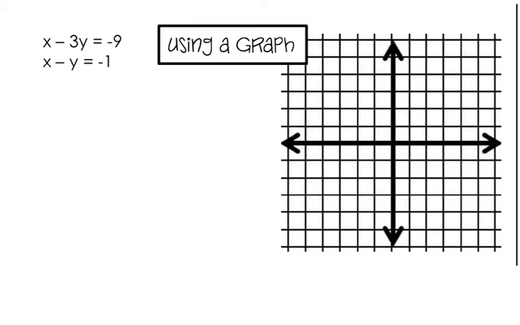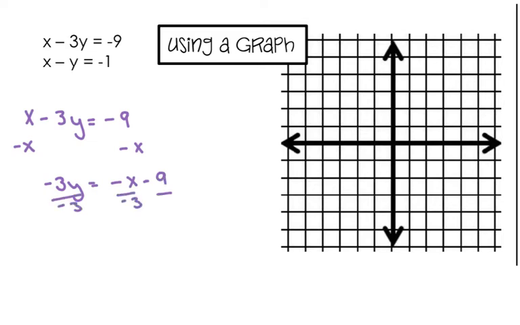So using a graph, we need to make sure both equations are in slope-intercept form. So if you forgot how to switch this around, we need to solve for y. So that means we're going to put x on the other side by subtracting x. So we're going to get negative 3y equals negative x minus 9. And then we need to divide everything by that negative 3. So our first equation will become y equals 1/3 x plus 3. The negatives are going to turn that positive. So that's our first line.